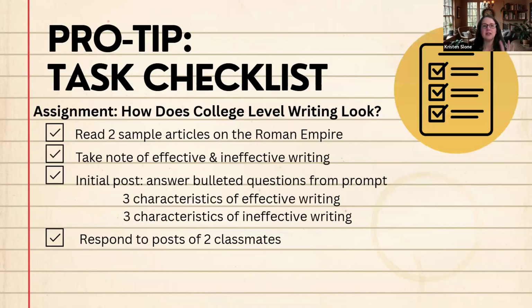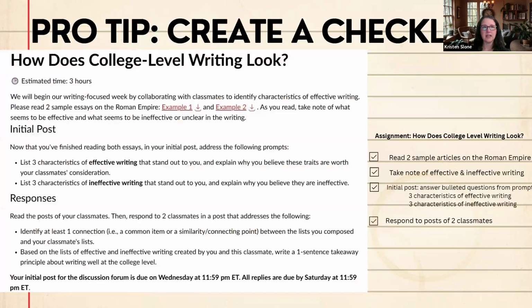Okay, so that task checklist was the first strategy I just mentioned. For the assignment we just looked at, here's the task checklist I've created from it. If I go forward one slide, this puts it side by side for you. The assignment is titled "How Does College Level Writing Look?" The first thing I need to do is read two sample essays or articles on the Roman Empire, and then take note of ineffective and effective writing that I observe in those two articles.